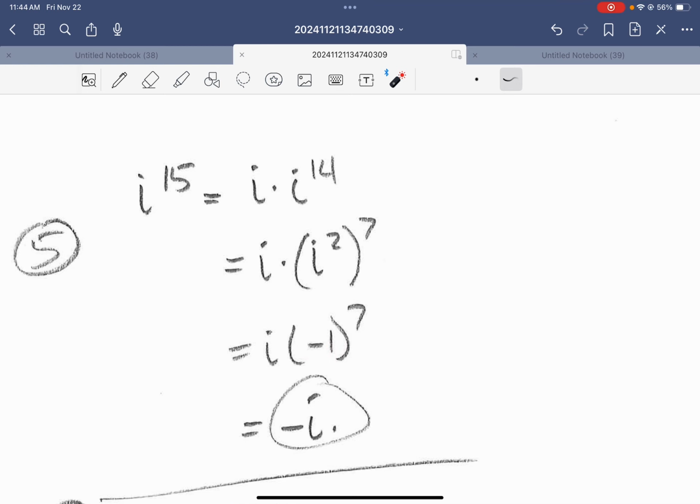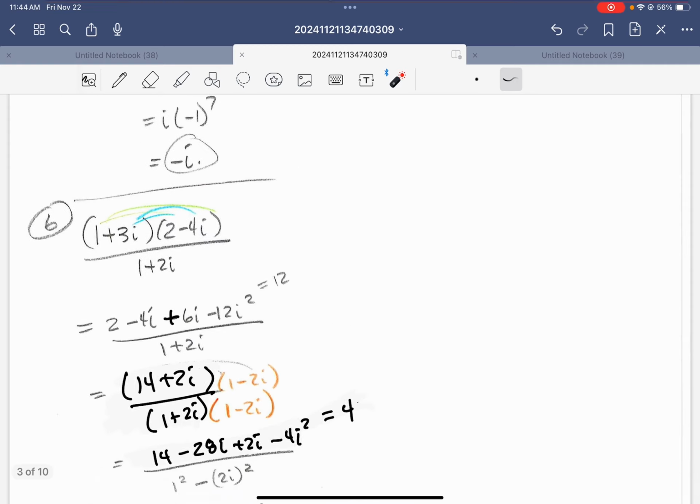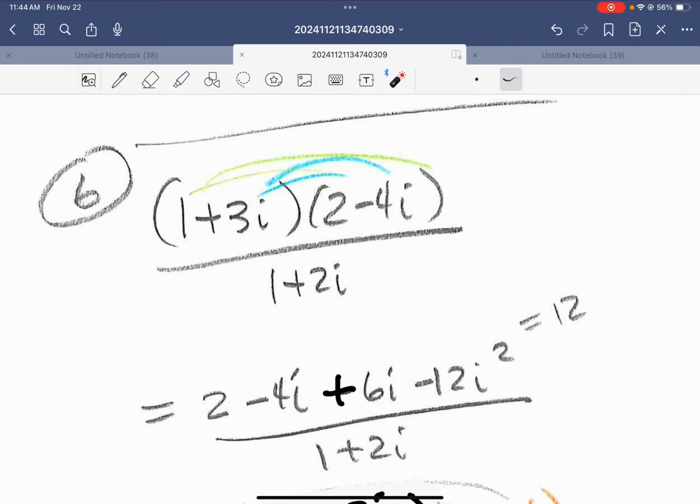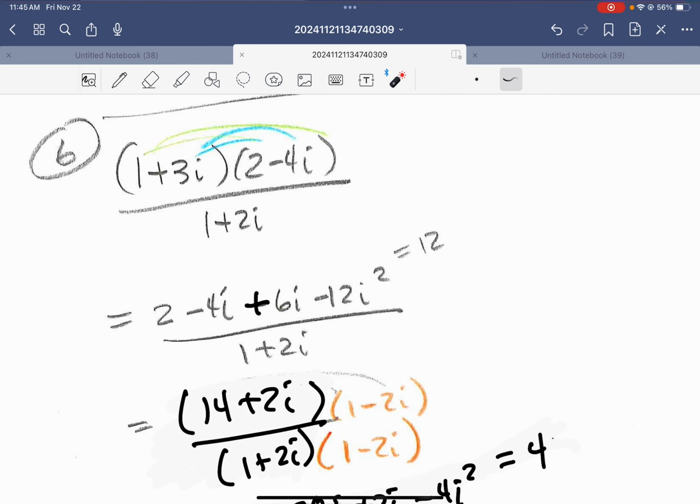Thank you. i squared is just -1. If you raise it to the 7th, you get -1 times i is -i. Here, we just distribute, and on top we get this. But then -12i squared is the same thing as a positive 12, because a negative times a -1 is a positive, and we've got 12. So 12 and 2 give us 14, and this gives us 2i.